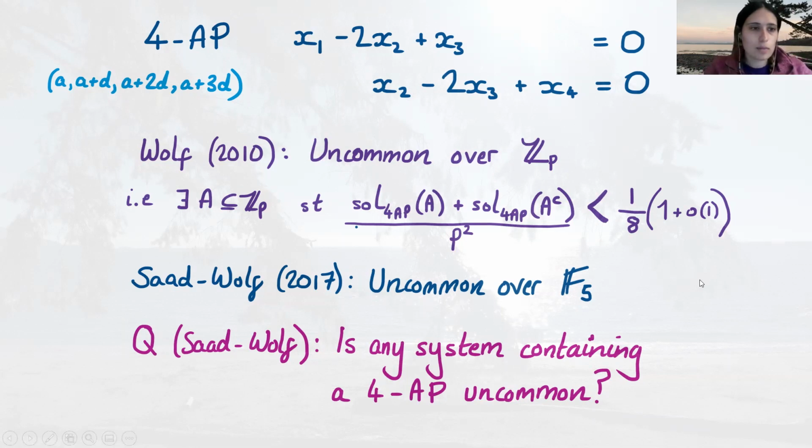So they said, well, is it the case that actually any system containing a 4-term arithmetic progression is uncommon? You can think of this question as being an analog of this theorem of Jagger, Šťovíček and Thomason. As we said when we were talking about graphs, they proved that any graph H that contains a K4 is uncommon. This is a similar kind of thing. Can you say that any system containing a 4-term arithmetic progression is uncommon?